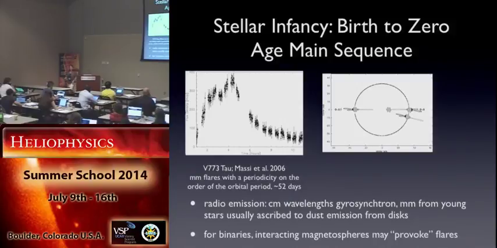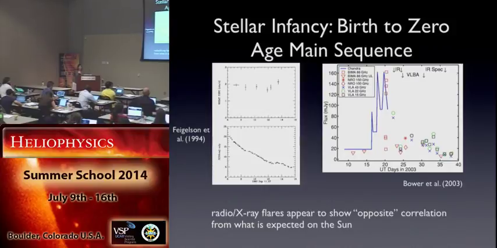Can you resolve the flare from one star from the flare from the other star? No. On this scale, you can't resolve the flare from one star from the flare on the other star. So where is the flare occurring in that scenario? Is it anchored on one of the two stars, or is it somewhere in between as the magnetic field lines are reconnecting? That's a question that we're currently examining.